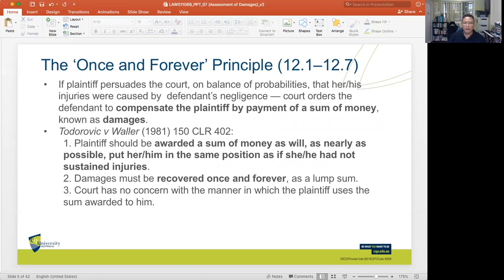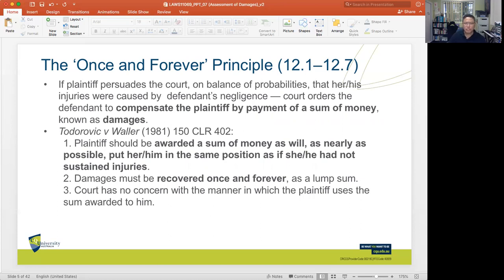But before we get there, let's first talk about the purpose of an award in tort. As a rule, if a plaintiff persuades the court on a balance of probabilities that her or his injuries were caused by the defendant's negligence, the court orders the defendant to compensate the plaintiff by payment of a sum of money known as damages. So the compensation is in the form of a sum of money that is paid to the plaintiff, and this is in law called damages.